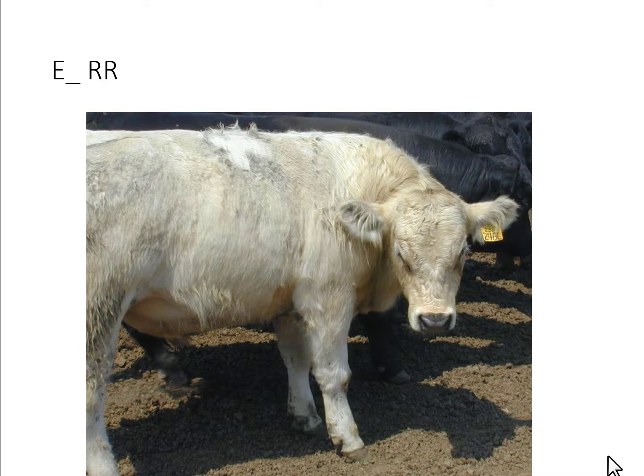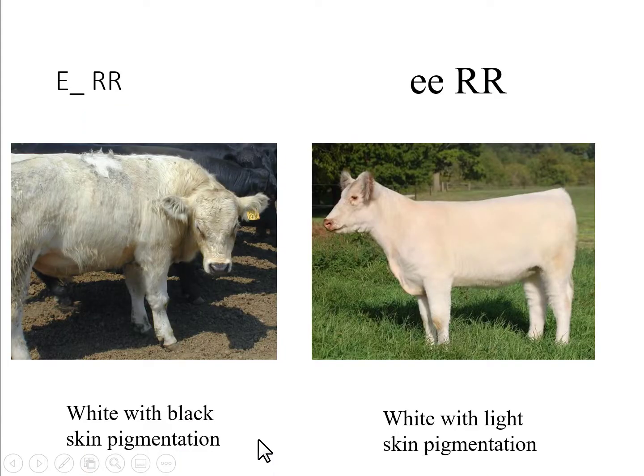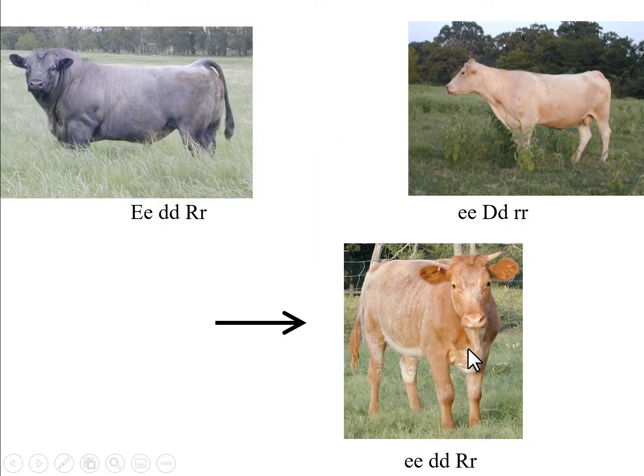And so here on this one, we have a big E with two big R's. So this big E means it would originally have a black base color, and then two big R's making it white. And here's a comparison of what a big E and two little e's will do. So again, white with black skin pigmentation. This one has two little e's, so the base color would have originally been red. But whenever they have two little e's and two big R's, they're going to be white with a lighter skin pigmentation.